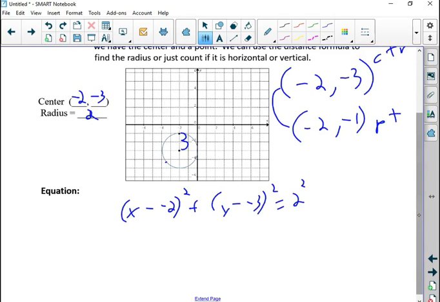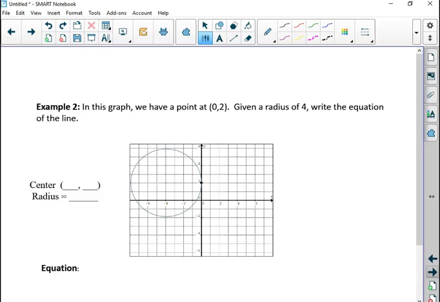Now, to clean it up, combine those and make it x plus 2 squared plus y plus 3 squared. Y minus negative 3 squared, that's perfectly fine. If you want to change it to plus, either way is fine. Okay? And even right here, if you want to go right to writing a 4 instead of writing 2 squared, go for it. No big deal.